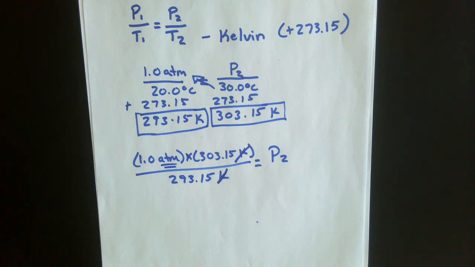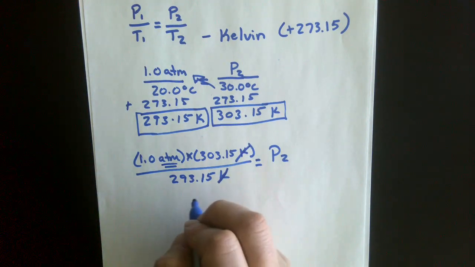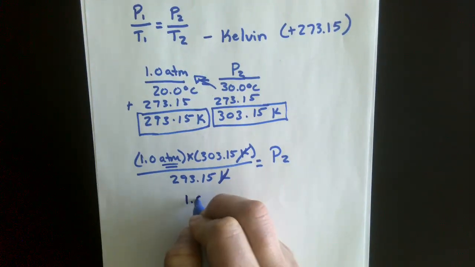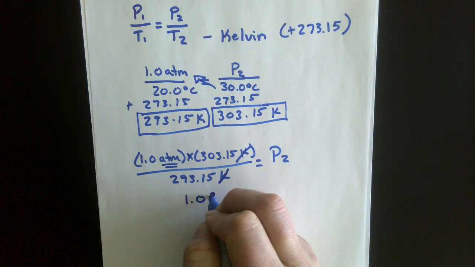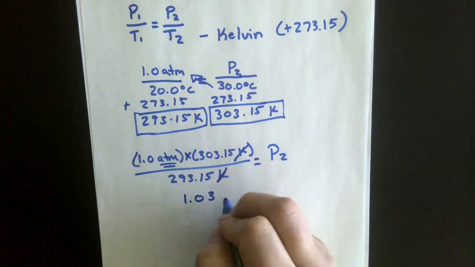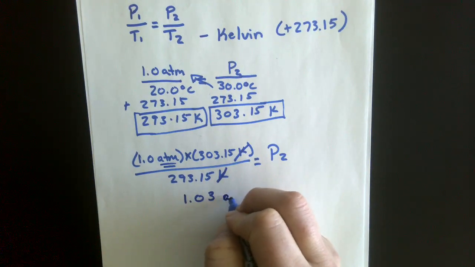So if we grab our calculator, 1 times 303.15 is going to be 303.15. So we just need to divide that by 293.15. Our new pressure should come out to roughly 1.03 ATM.